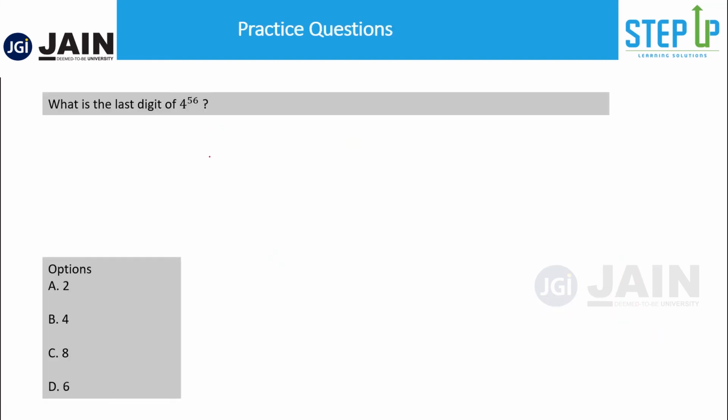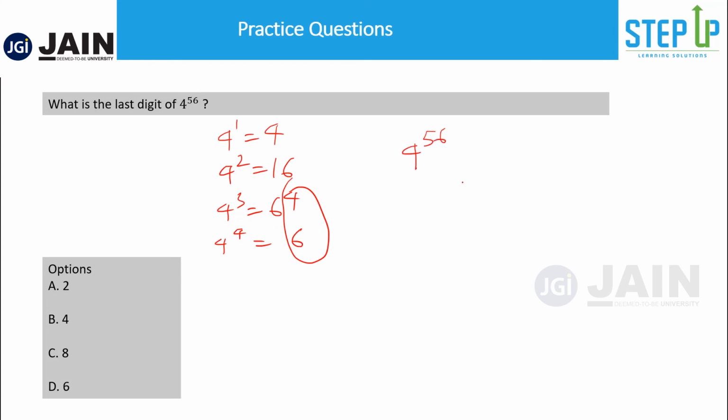Okay, last digit of 4 to the power 56. Now again, we know the cyclicity of 4. 4 to the power 1, we already discussed, 4 to the power 2. Even if you don't remember, you can do this on your own and you will be able to do this very fast. 4 to the power 4, again this is 4 into 4, 16. That means all you are seeing is a cyclicity of 2, meaning 4 to the power 56 with cyclicity of 2.